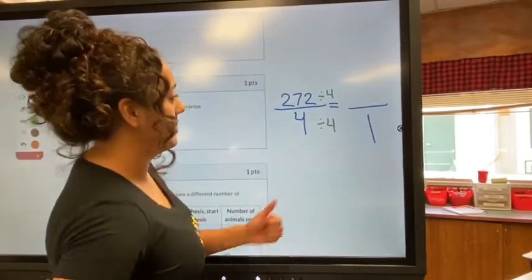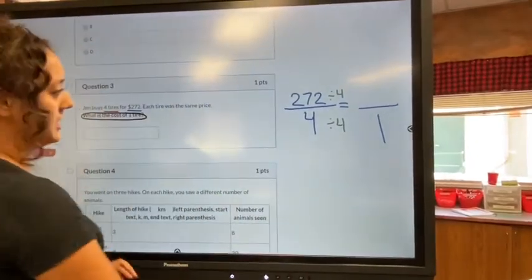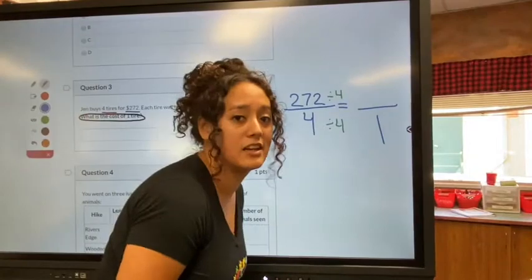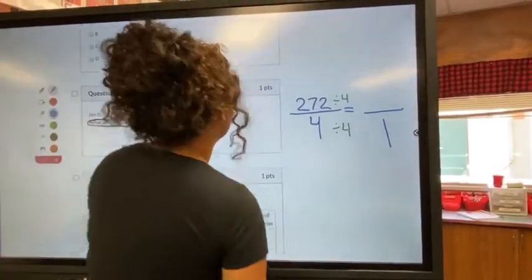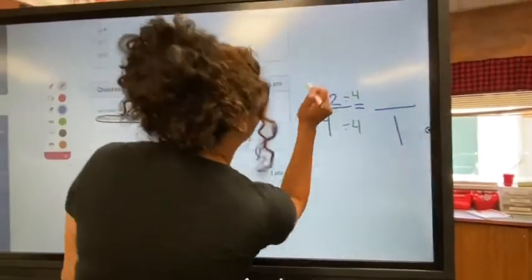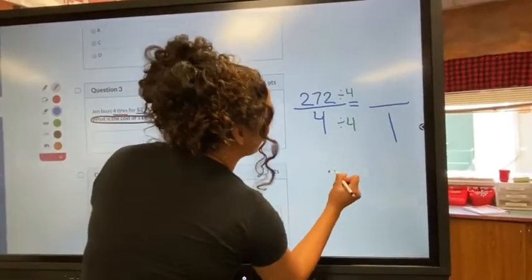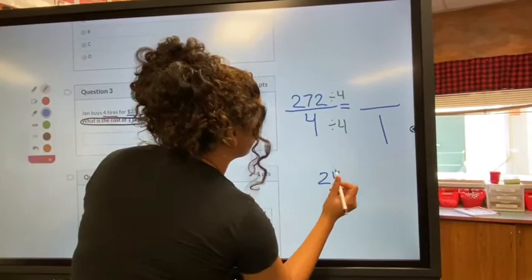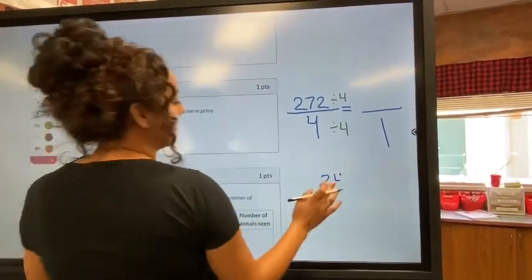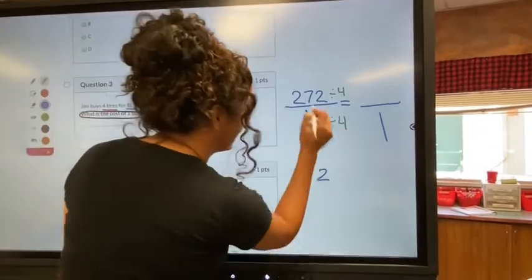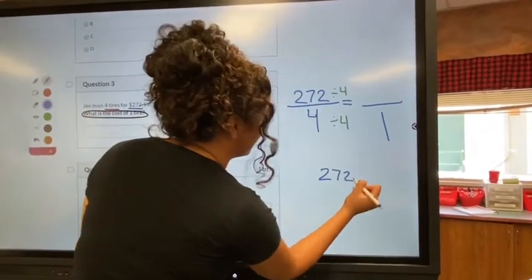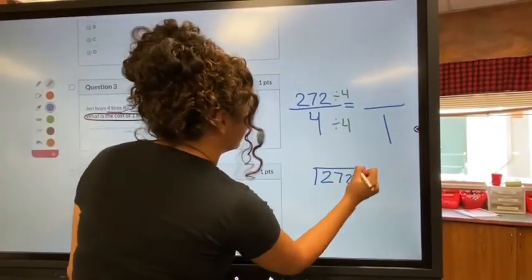So I can't do that in my head. If you can, you're a wizard. I can't. All right, so I'm going to bring it down here. Oops, just kidding. We all make mistakes. Erase. That's why we have erasers. All right, 272 divided by 4.